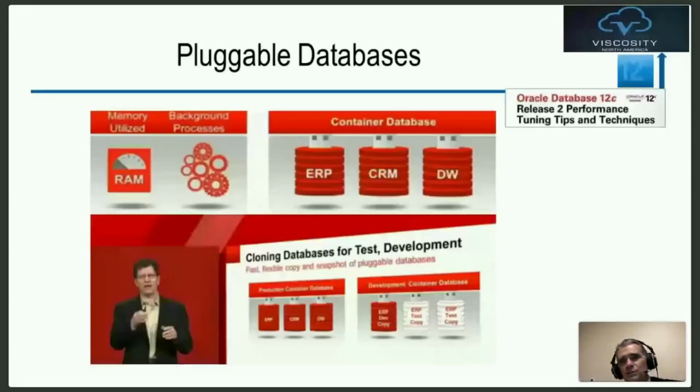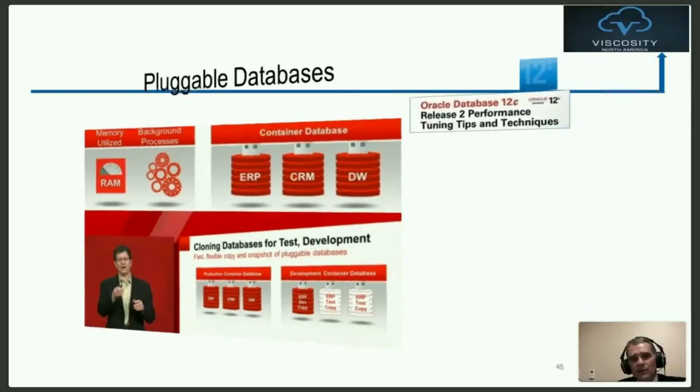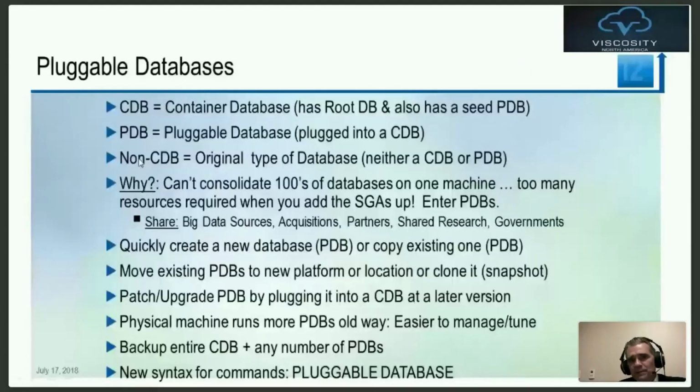Another thing we saw introduced in 12c release 1, and you're going to see it enhanced in 12.2, is pluggable databases. So maybe I have an ERP system, I have CRM, I have a data warehouse, and I can keep those separate and also keep them separate from my installation of Oracle. So my installation of Oracle is kind of my clean version of Oracle. And now I can put my actual data for various applications in what's called pluggable databases.